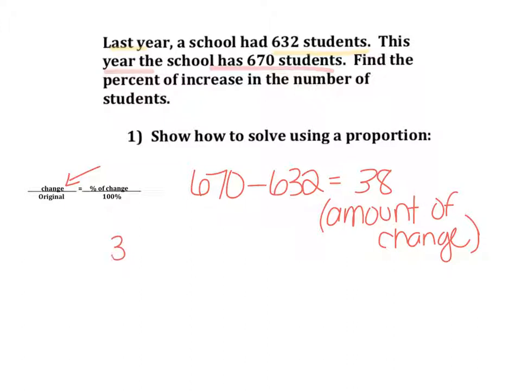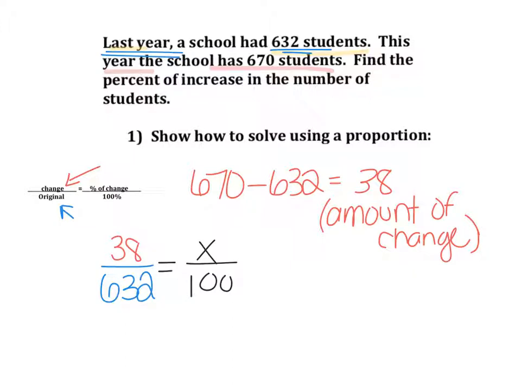So the change was 38. Next we need to know what was the original amount. Well, last year would be our original. That's where it started, right? So we're looking at 632 students as our starting amount. So what we're really trying to find out here is what percent of 632 is 38.